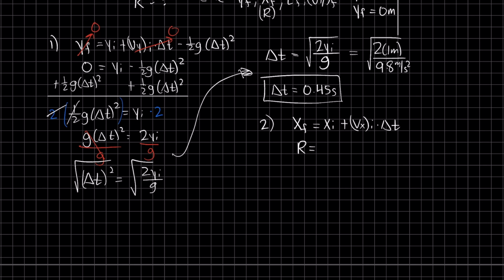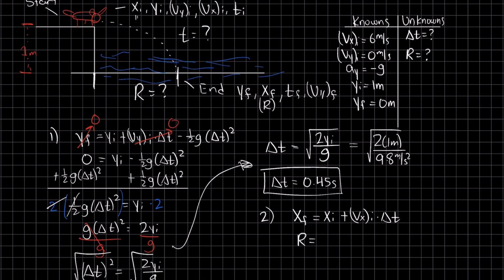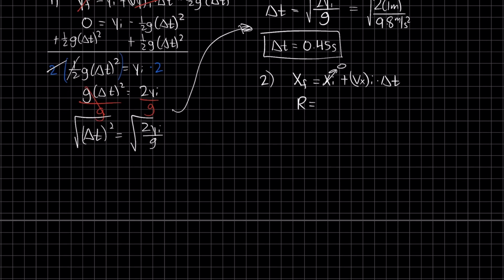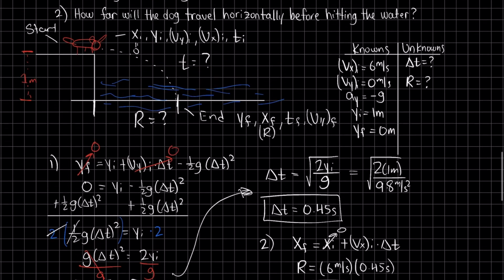And what is the initial position? Well, I can define that to be 0, starting point. So this is going to cancel. It's equal to my initial horizontal velocity, 6 meters per second, multiplied by this time of flight that I just calculated, 0.45. Therefore, the range that this projectile will reach is 2.7 meters. And that will complete example number 2.